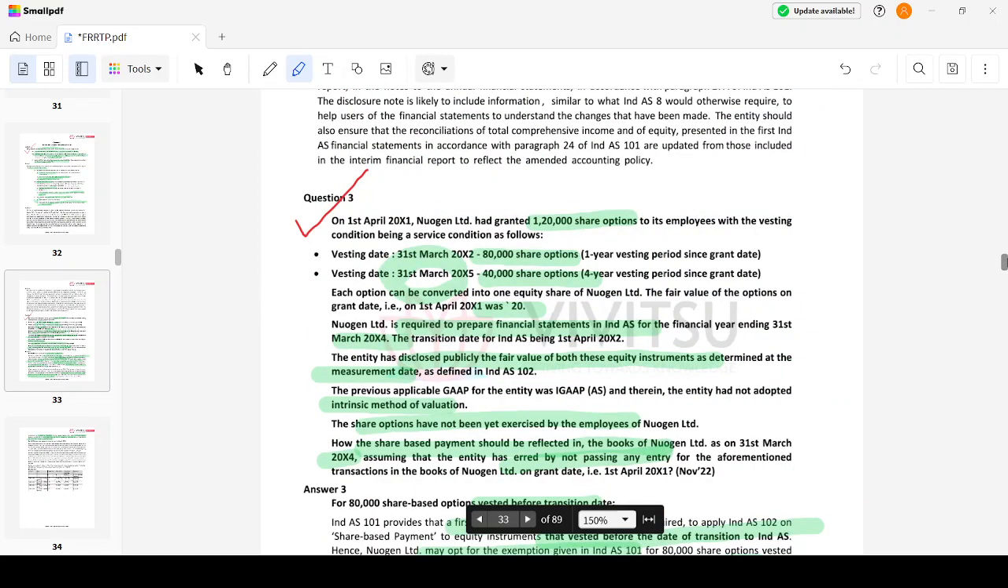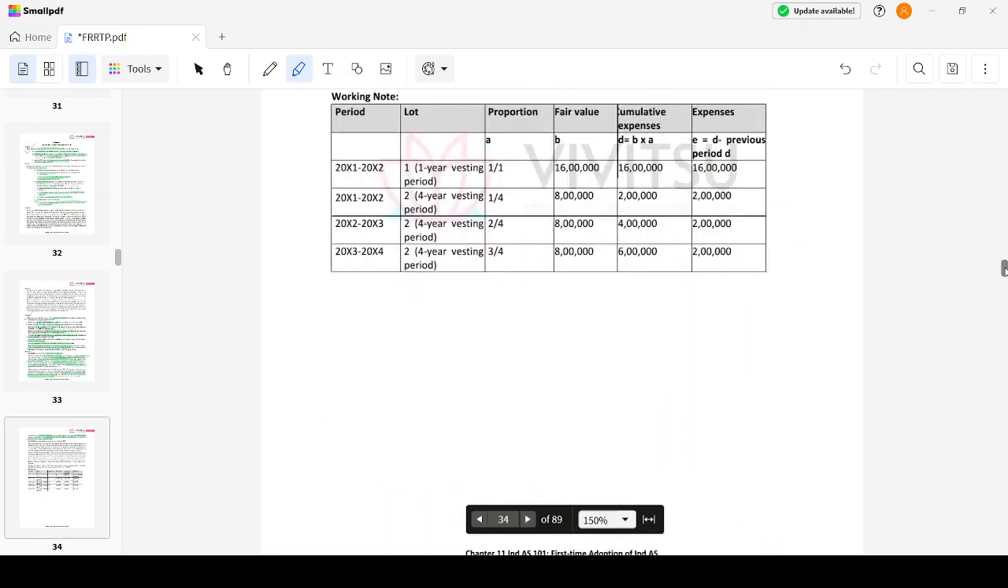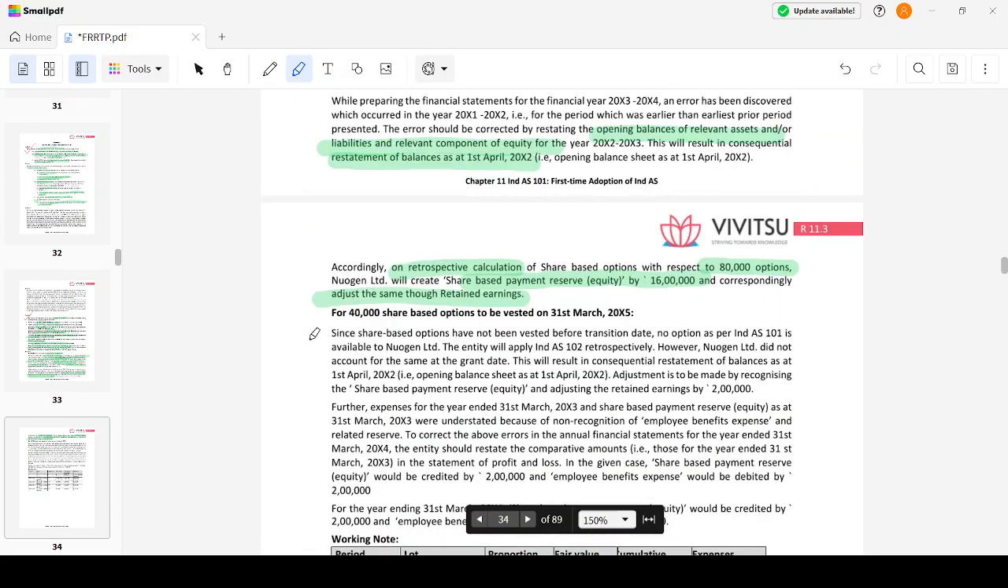80,000 into 20. That would be 16 lakhs. That's the amount to be taken to share-based payment reserve. Okay. Let's move on. For the 40,000 share-based payments going to vest.